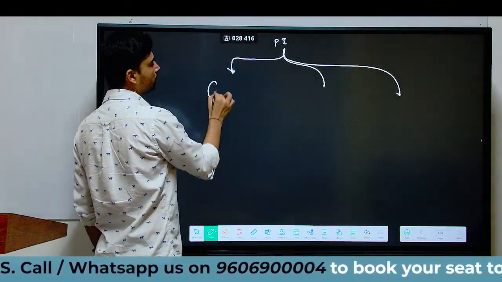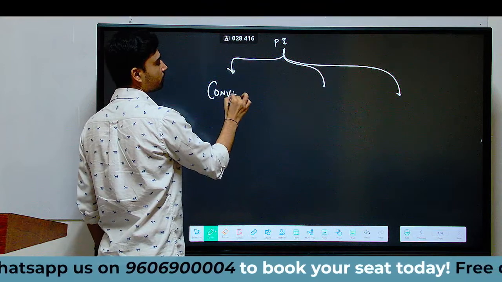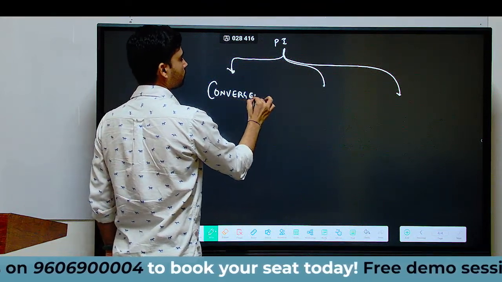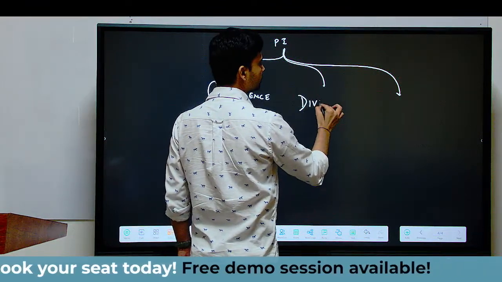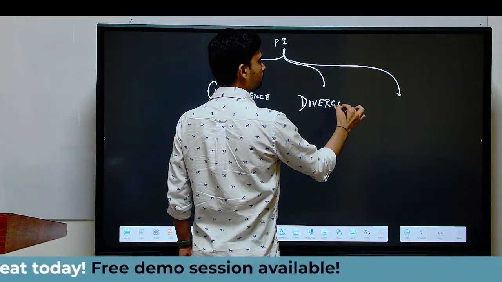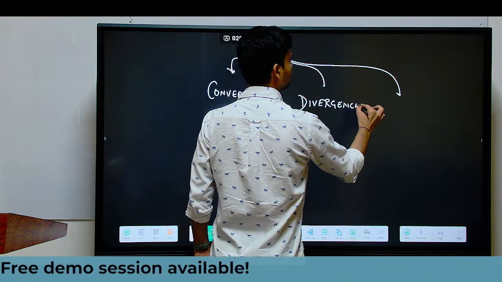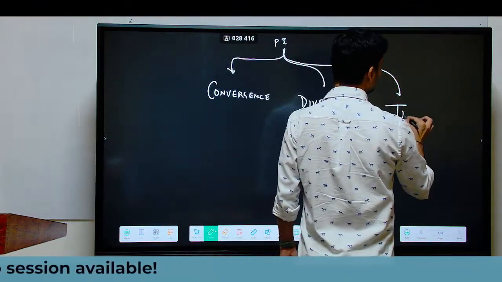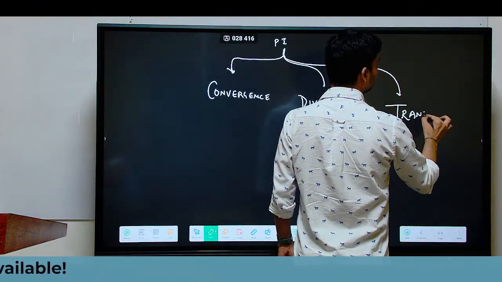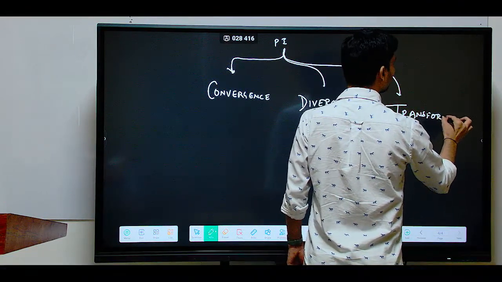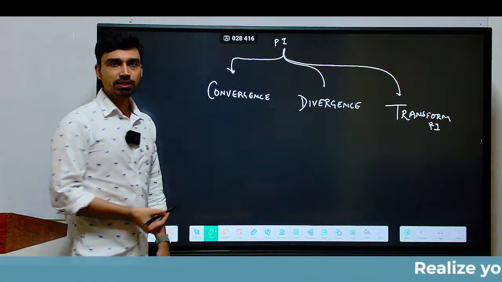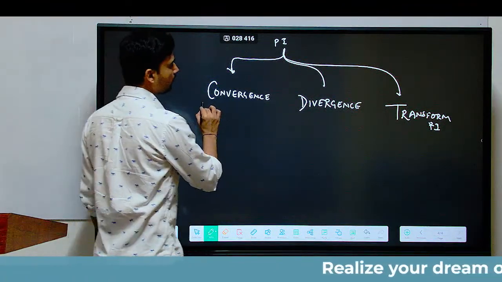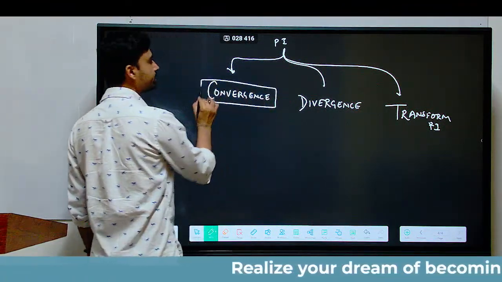One, what we call convergence. Second is what we can call divergence. And third is what we can call transform plate interaction. So we have convergence, we have divergence, and we have transform plate interactions. So in simple terms, how can we explain it?